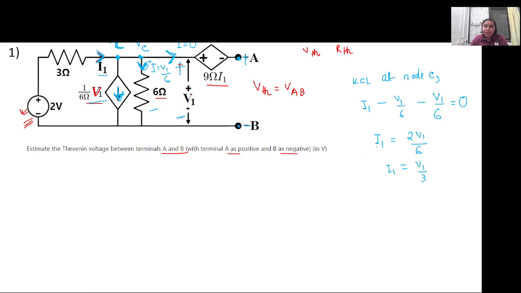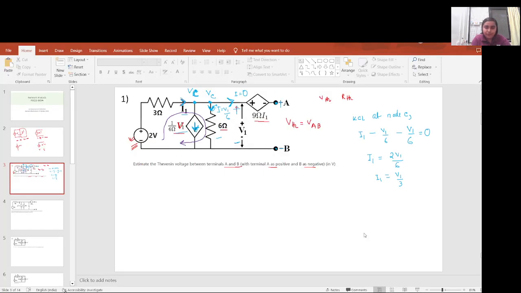Now what we need to do is have another relation between I1 and V1, because these two are the unknowns we have. So how will we calculate the second equation? Any suggestion? We can apply KVL. Yes, KVL. So we will apply KVL across this particular loop, right? And we will get another relation between I1 and V1.